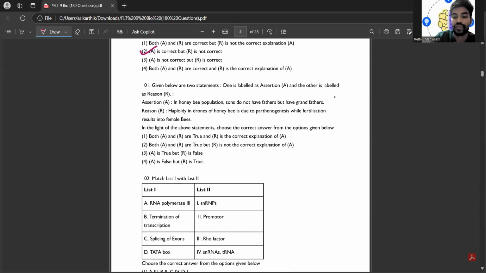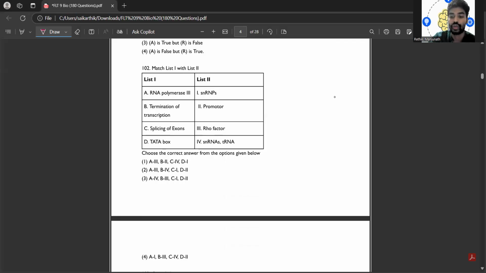The next question is 101, where the assertion is: in a honeybee population, sons do not have father but have grandfathers. The reason is that the haploid drones of honeybee are due to parthenogenesis, while fertilization results in female bees. Right. So here both A and R are true, and R is the correct explanation of A.